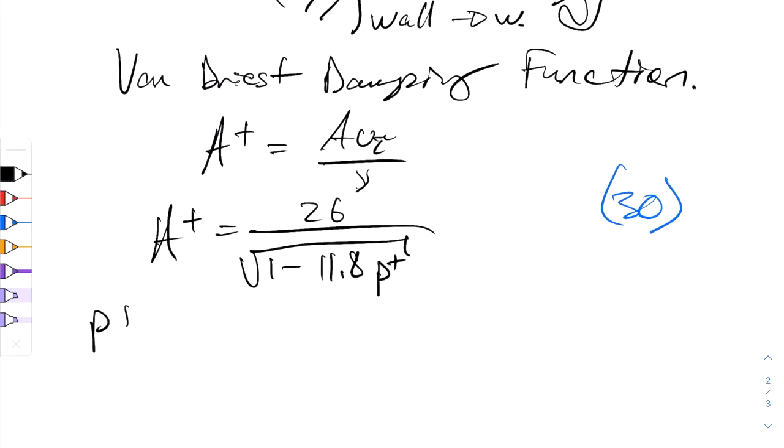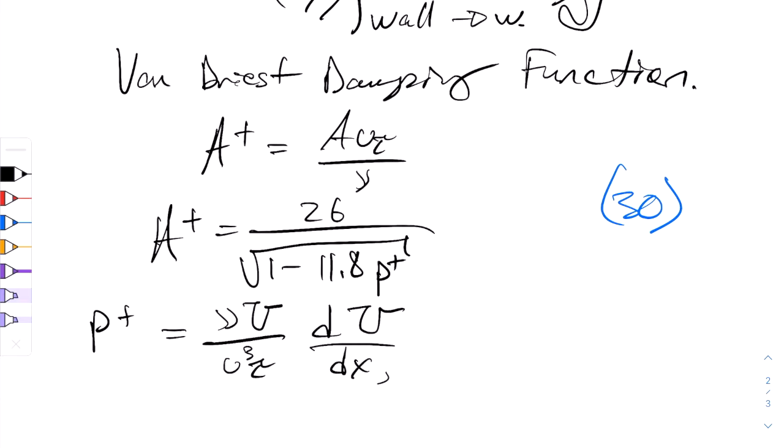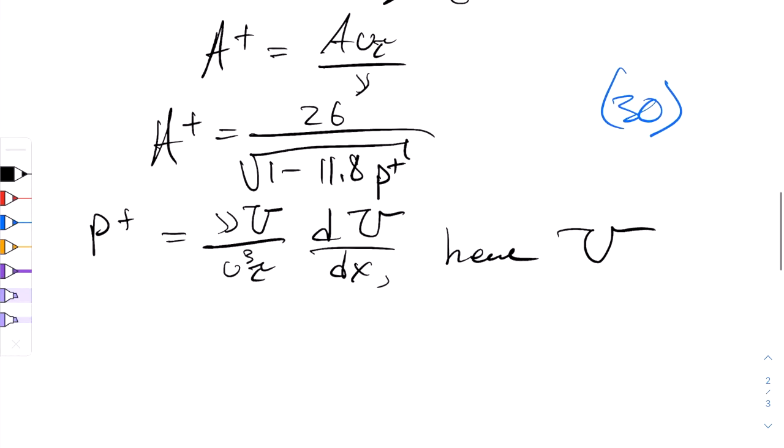Here P plus is a dimensionless pressure gradient, nu of u, and I'll mention this particular formula u in a second, divided by u cubed of tau, which we just described a few equations ago, times the derivative of du dx. Here, u is basically the velocity outside or at the edge of the boundary layer.